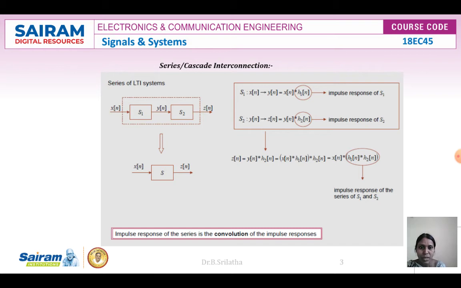If we substitute, y of n is x of n convolution h1 of n, and then convolution h2 of n, that is x of n convolution h1 of n convolution h2 of n. So the impulse response of the series connection of S1 and S2 is h1 of n convolution h2 of n. We can say the impulse response of the series connection is the convolution of the impulse responses of the two systems, that is h1 of n convolution h2 of n.